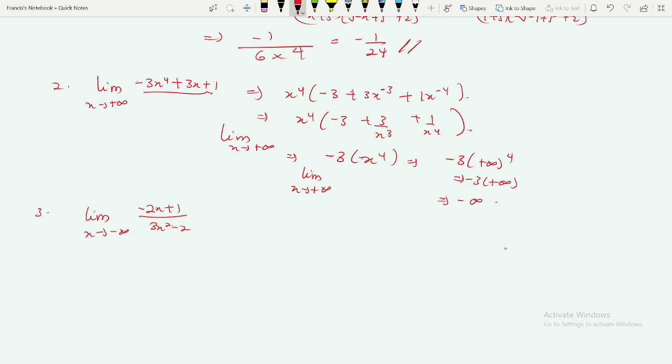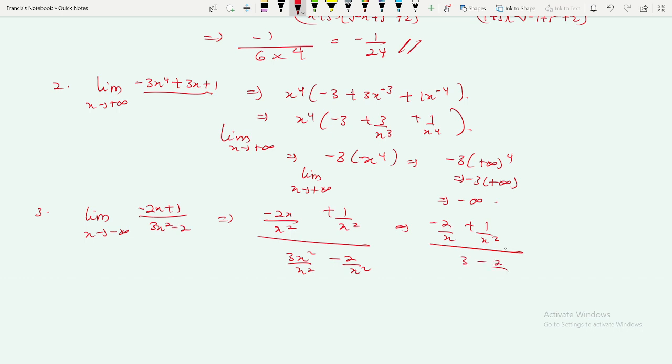So here, what's the highest power of x? That is x squared. So I'm simply going to have negative 2x over x squared plus 1 over x squared, all over 3x squared over x squared minus 2 over x squared. So I'll be left with this cancels one, like negative 2 on x plus 1 on x squared all over 3 minus 2 on x squared.